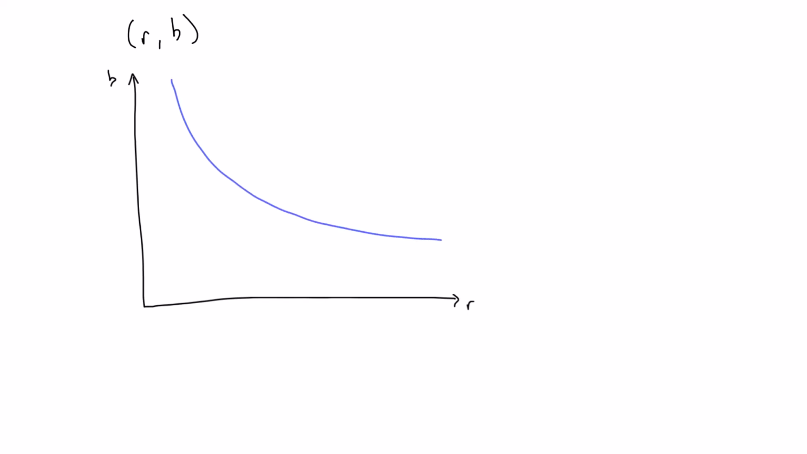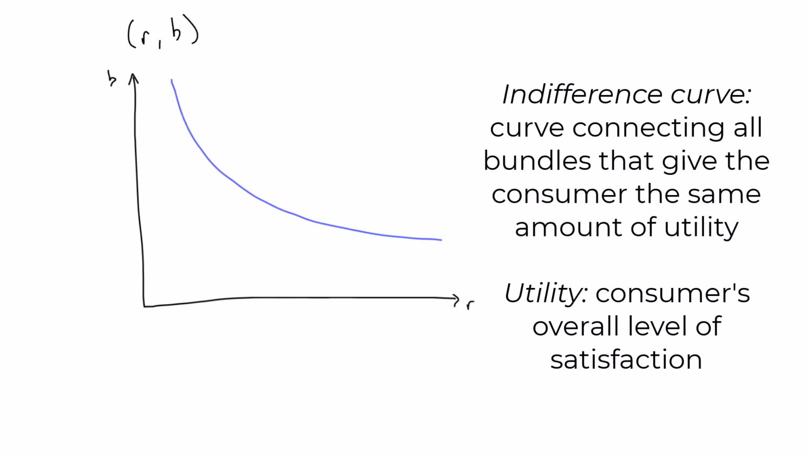As with the budget constraint, we're going to draw graphs to represent a consumer's preferences. I'm going to put R on the horizontal axis and B on the vertical. The way that we represent consumers' preferences on the graph is with indifference curves. I'm going to draw a sample indifference curve. They generally look something like that. An indifference curve connects all the bundles that give the consumer the same amount of satisfaction. We usually call that utility.